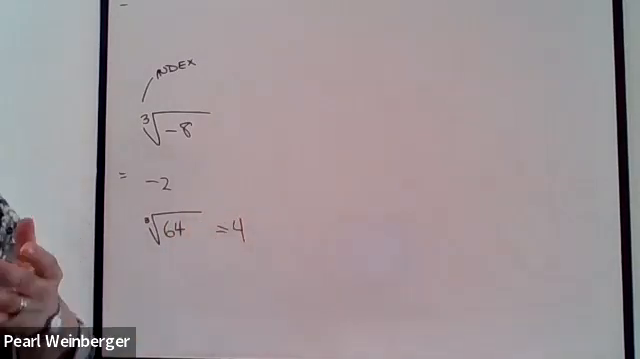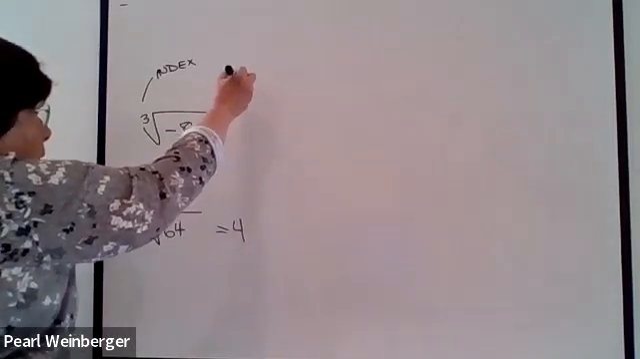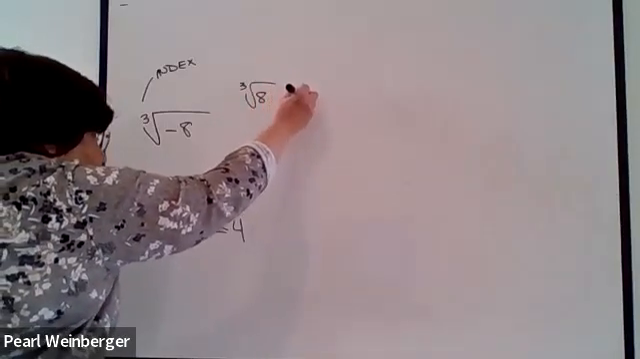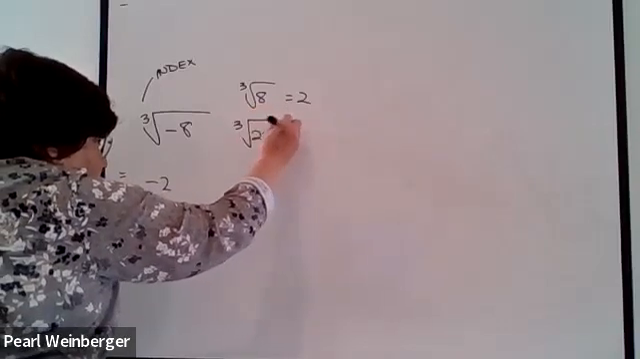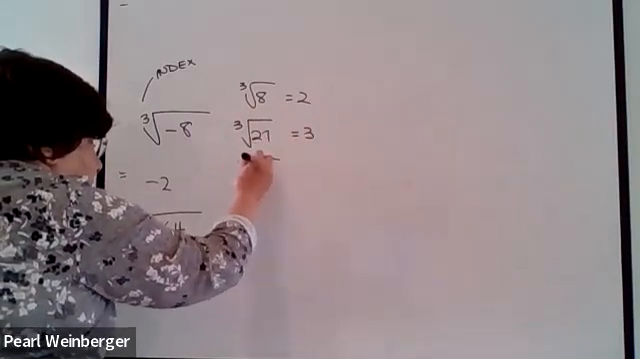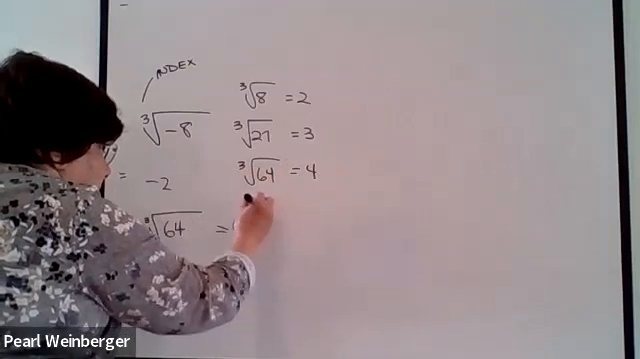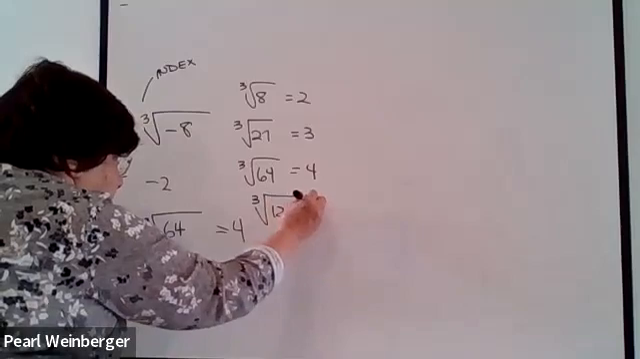You really should know that the cube root of 8 is 2. The cube root of 27 is 3. The cube root of 64 is 4. And the cube root of 125 happens to be 5.